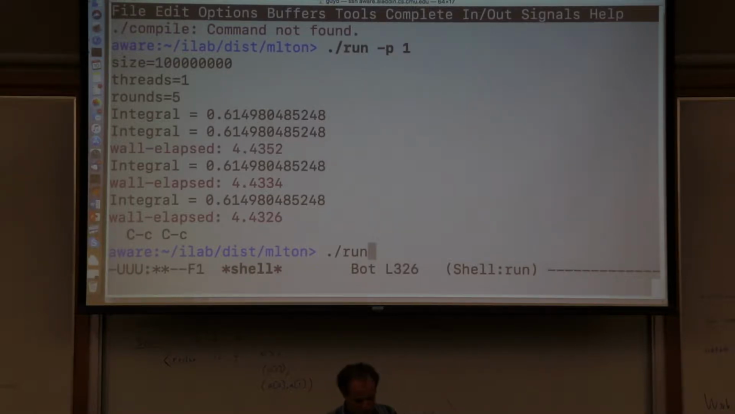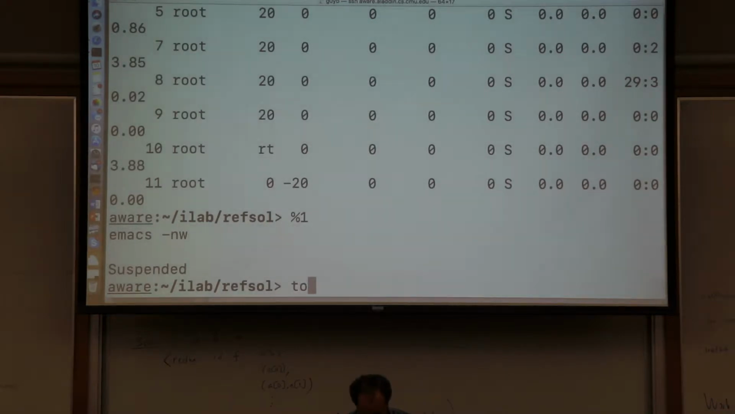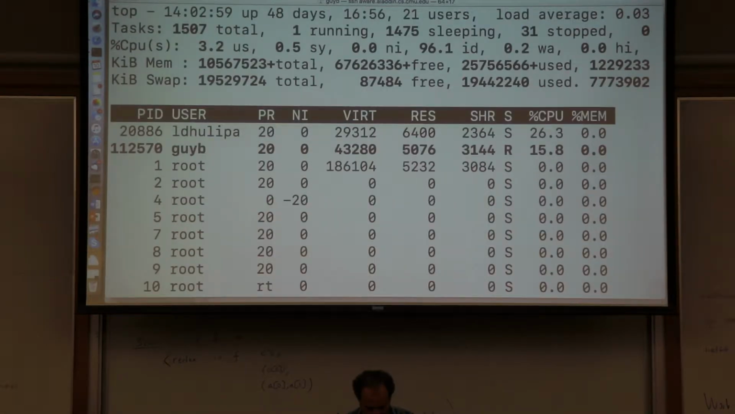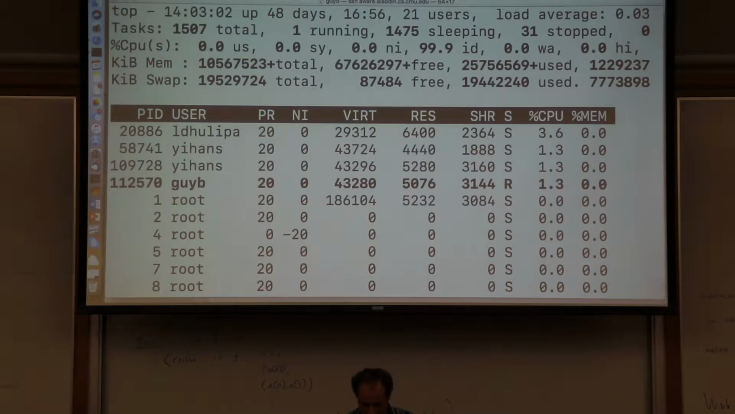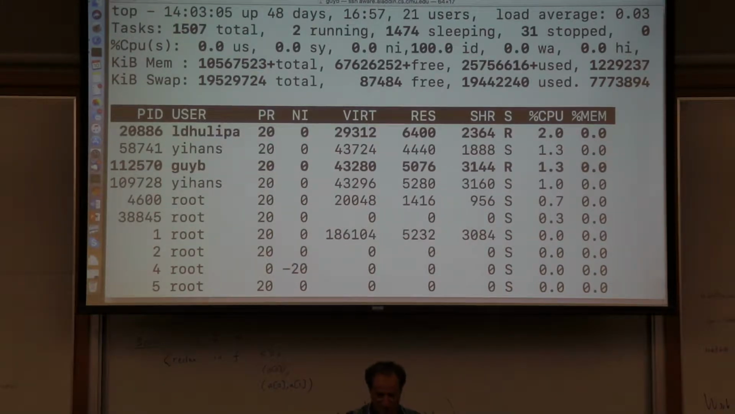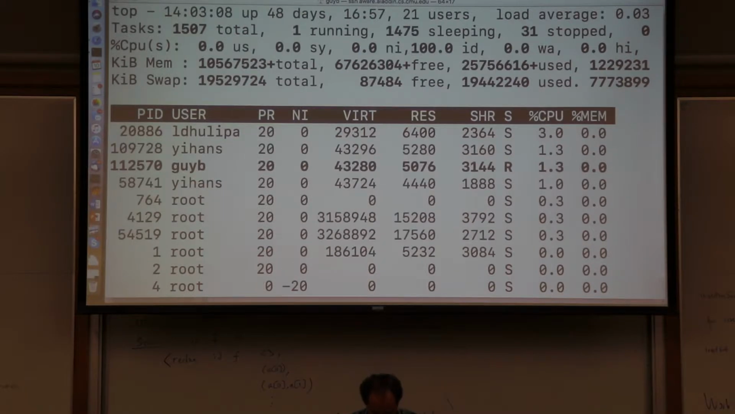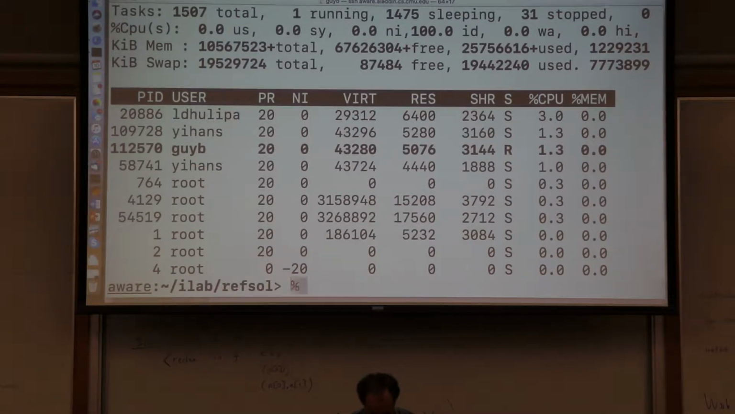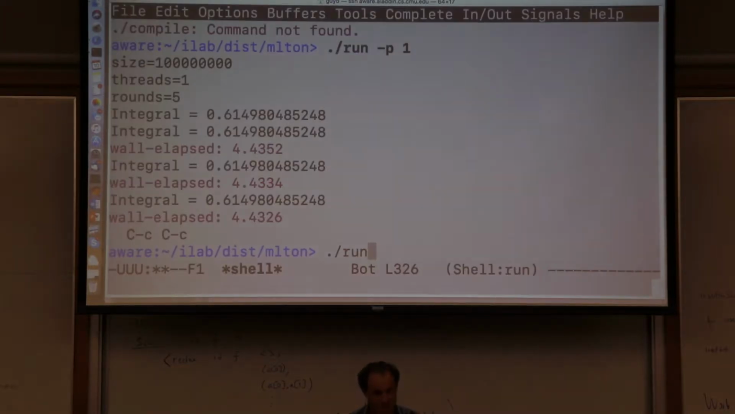It could be someone else on the machine. Let me actually do something here first to make sure. Okay, no, uh-oh, someone is running something. Okay, now it's not. It was just top. Okay, I just want to make sure no one else is running a big job when I do this. So what do you think? This is 4.4 seconds.